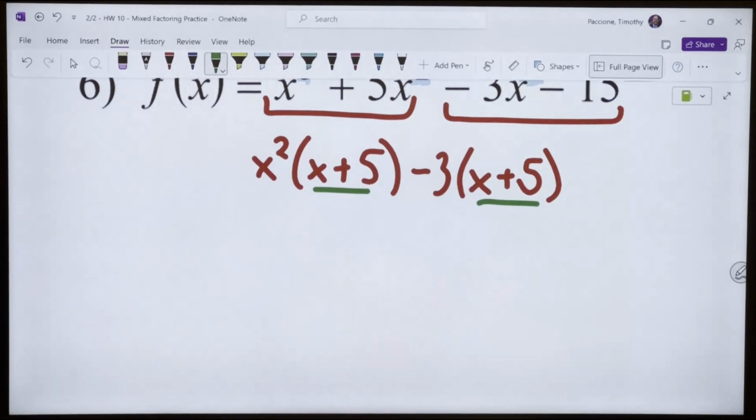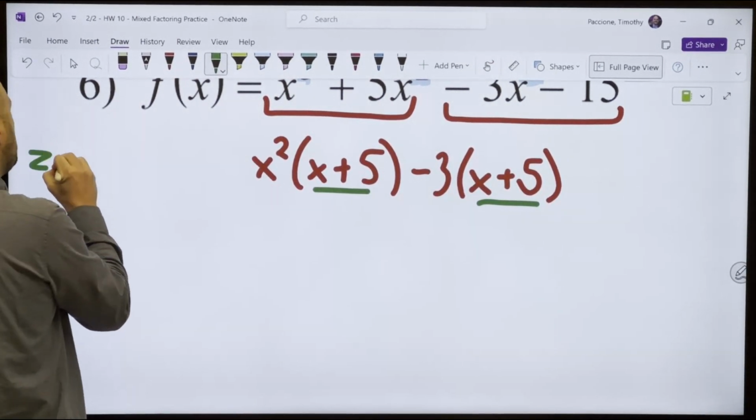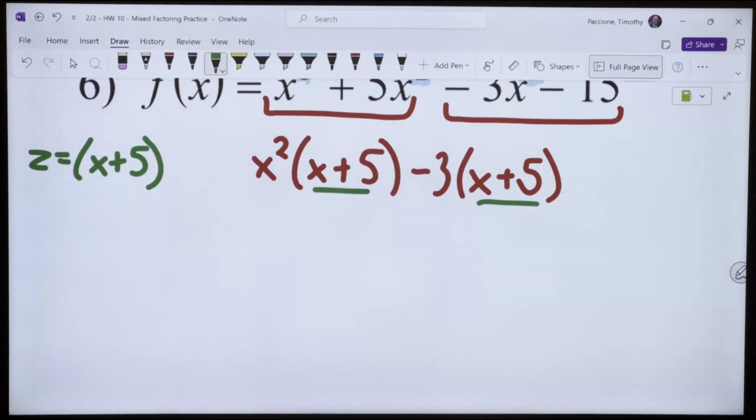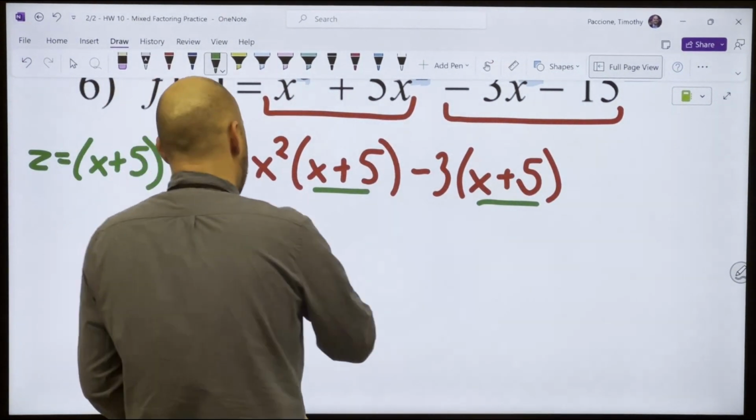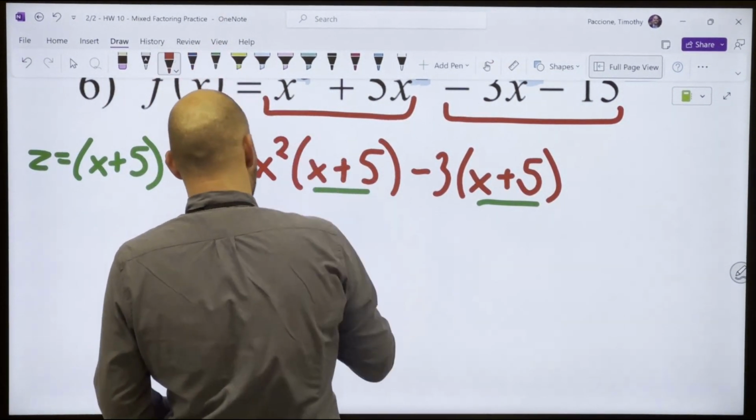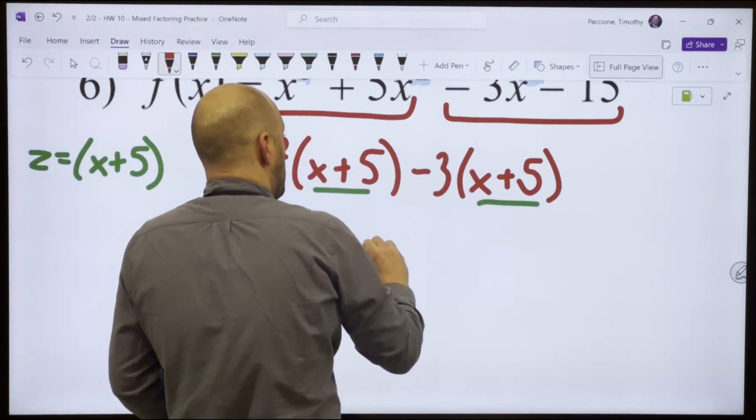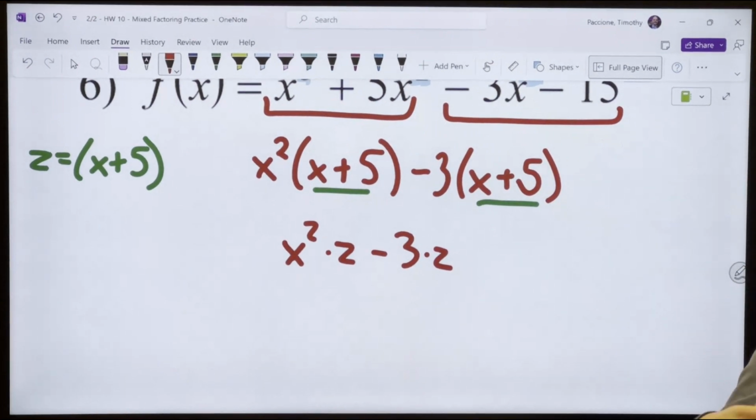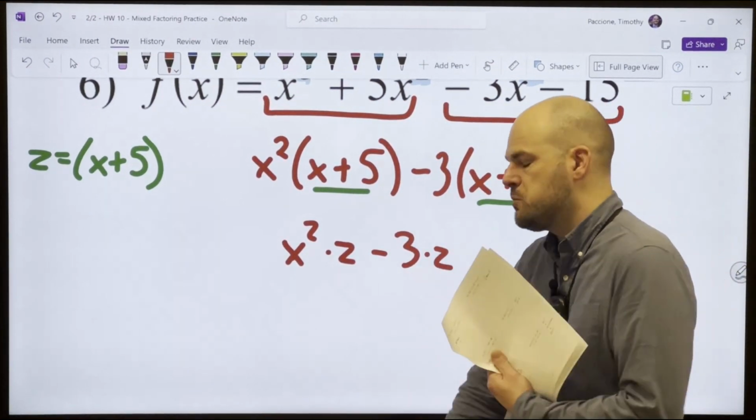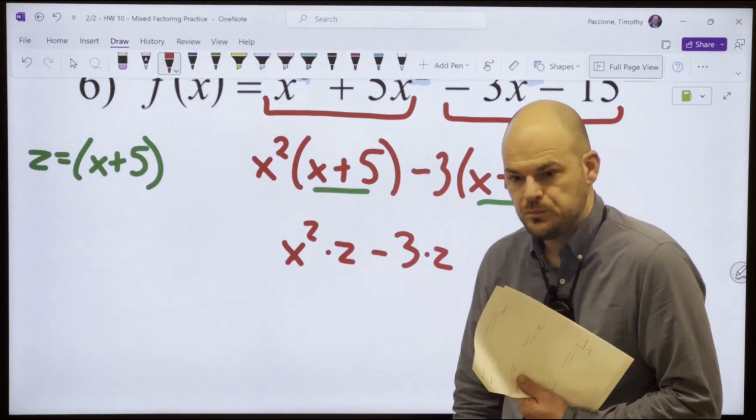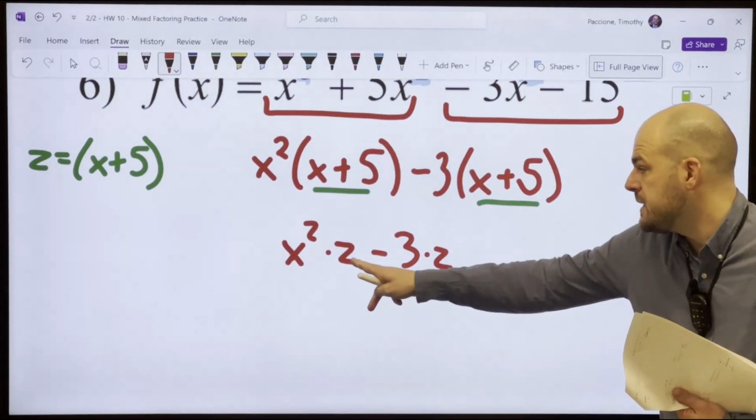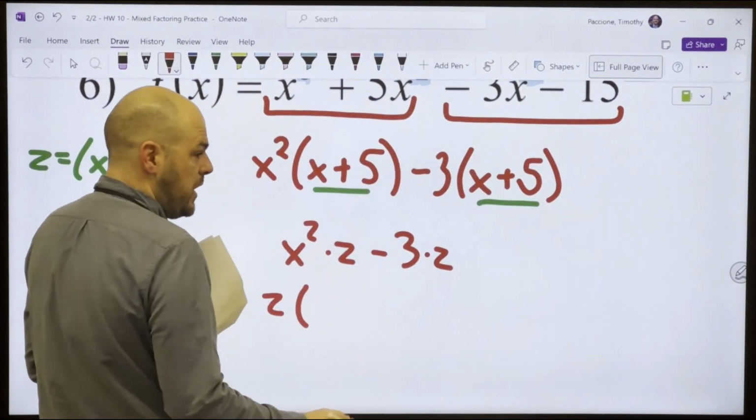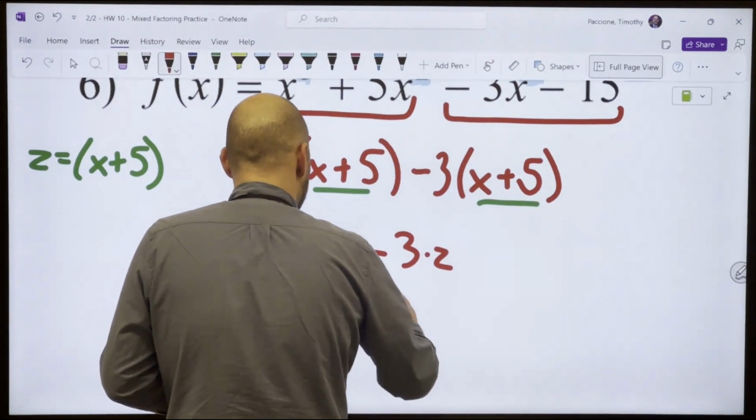If it's hard to see, you can replace that with a placeholder. We'll call it z. Z equals x plus 5. Just throw that in instead of x plus 5. I get x squared times z minus 3 times z. Now, if you pulled something out of both of those, what could you divide those both by? Z. So I GCF the z out front, and I'm left with x squared minus 3.